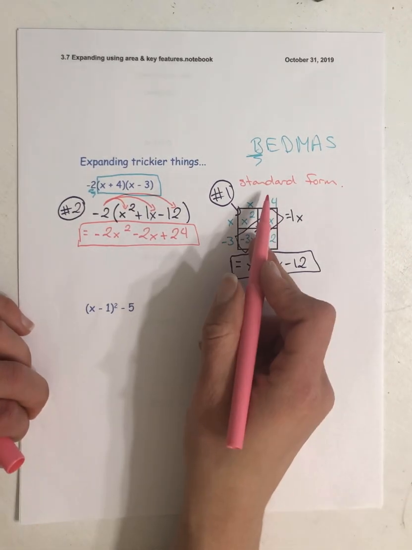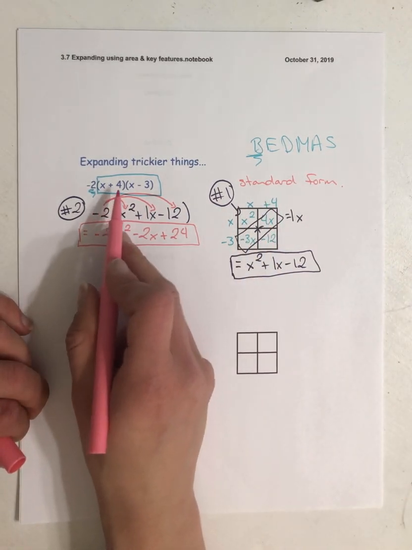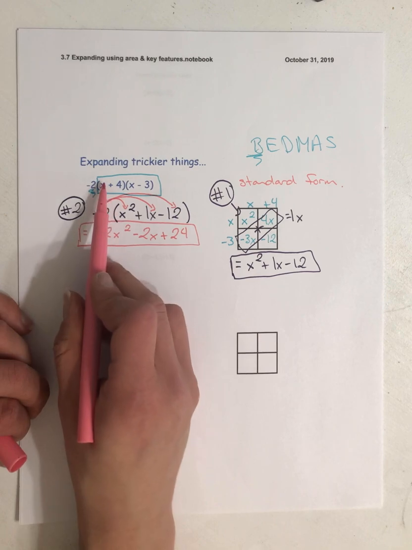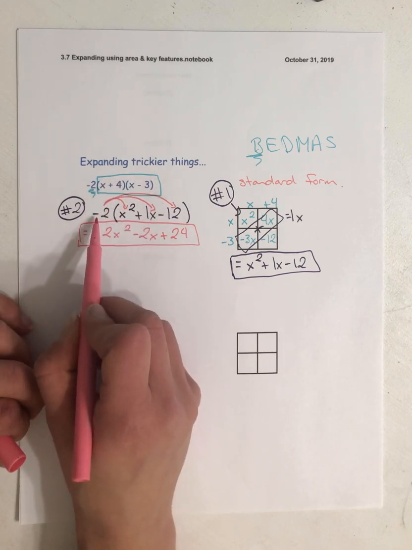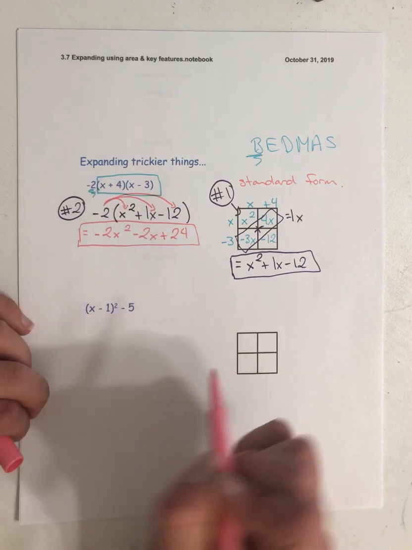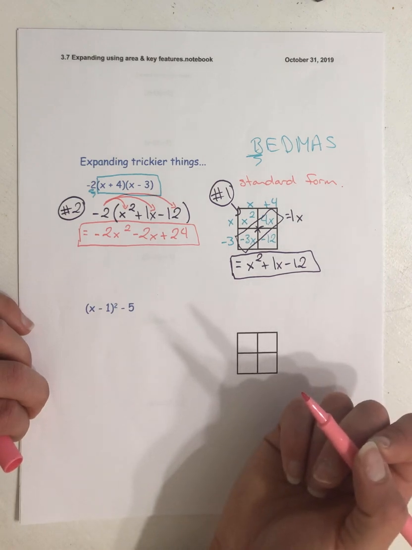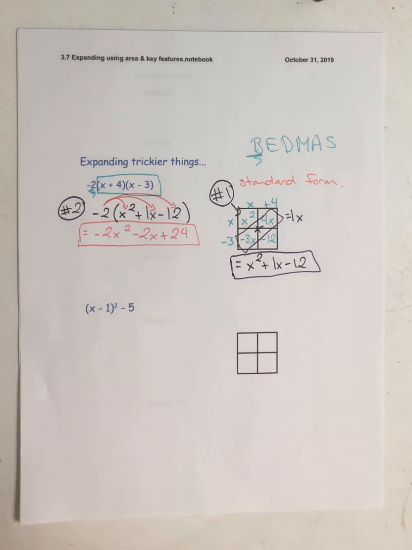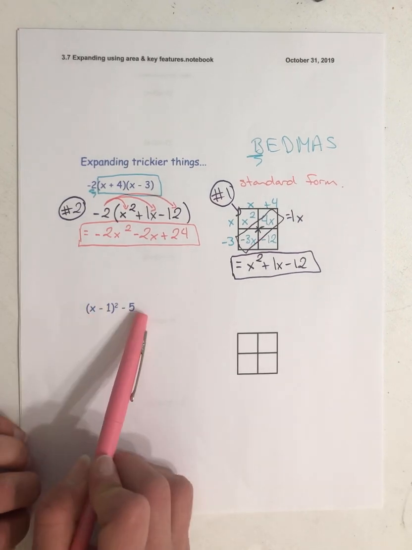Okay, and then step 2 is to plug it back in, because we just found what this equals in standard form. And then we have to multiply the number in front by the whole thing. Okay, and now we're going to take a look at this one.